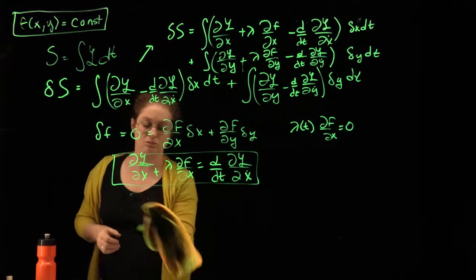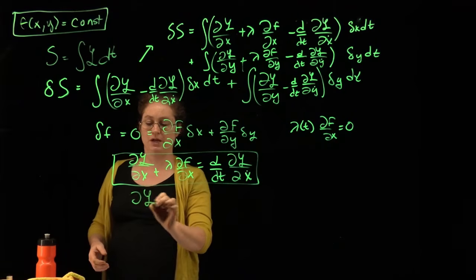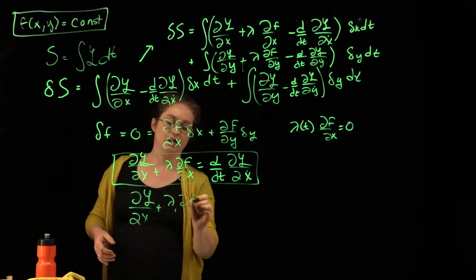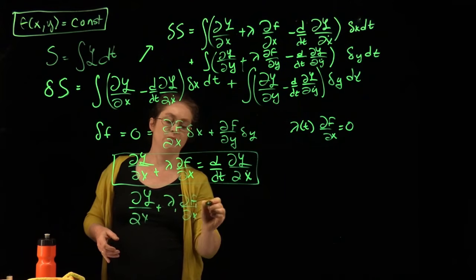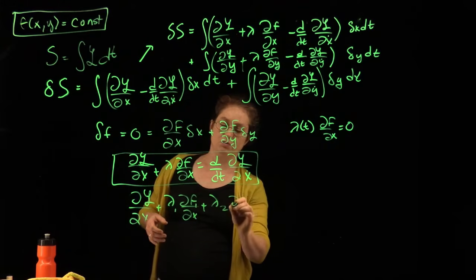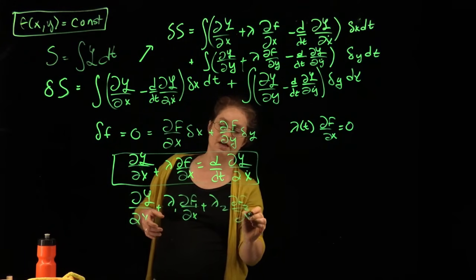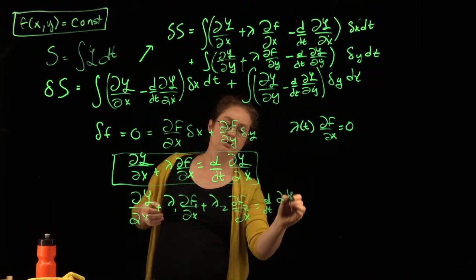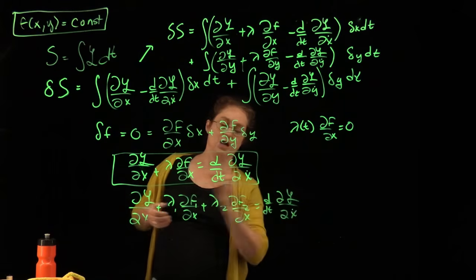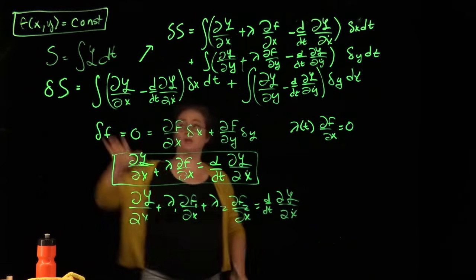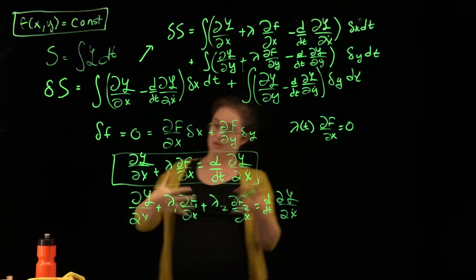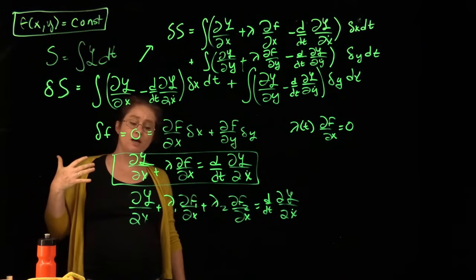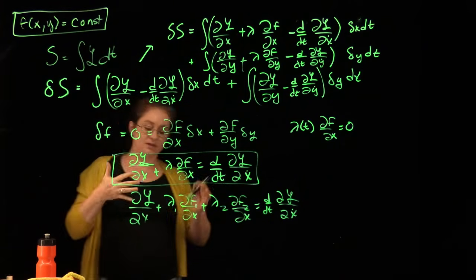So you could have partial L partial x plus lambda 1 partial f1 partial x plus lambda 2 partial f2 partial x equals d/dt partial L partial x dot. So that would give you, if you had two equations, and you can expand for more if you had more equations of constraint.